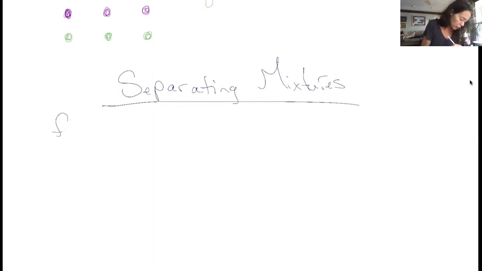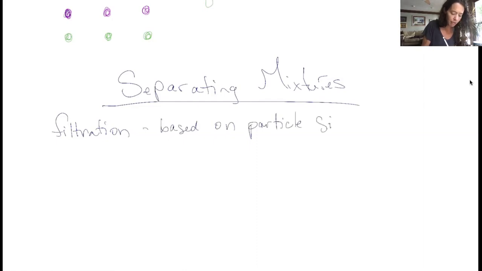Well, we've got filtration here, right? And y'all know how you filter something. If you've ever made coffee and the water goes through the filter and the coffee grounds sit on top, right? How did we separate it? We separated based on particle size, right? So when we have particle sizes that are very different, we can filter them out.